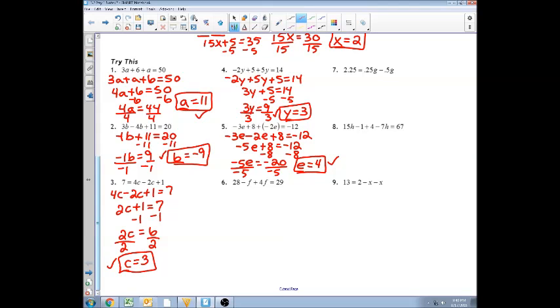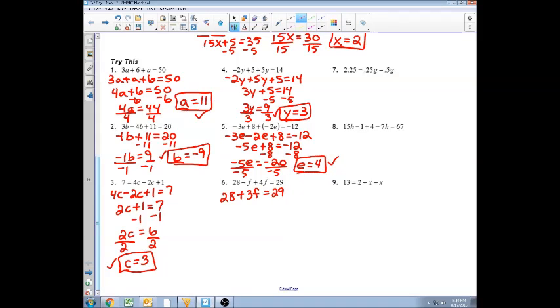My f's are already next to each other. I don't necessarily need to rewrite this, but if you want to get the f's in front, go ahead. I'm just going to keep them the way they are, though. So 28, what is negative 1f plus 4f? Well, that would be positive 3f is equal to 29.